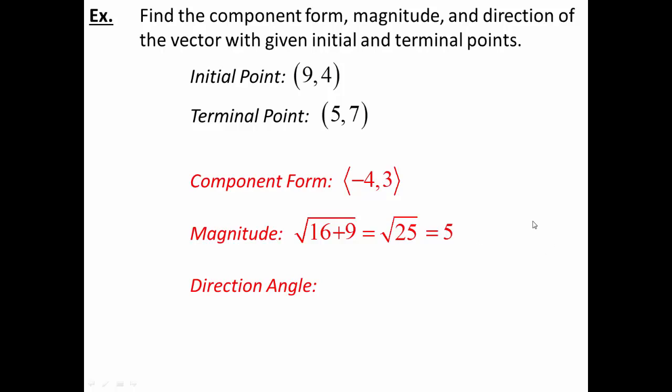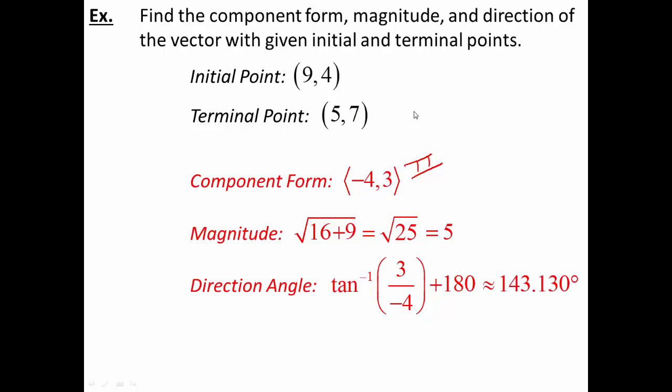Now, direction angle, inverse tangent of 3 over negative 4. We need to remember what quadrant we're in. We happen to be in the second quadrant. So our adjustment will be to add 180. 143.130 degrees.